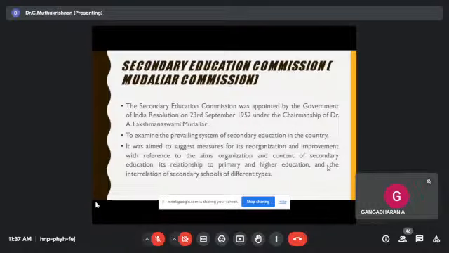And just after the Radhakrishnan Education Commission 1948 to 49, we have to focus on the Secondary Education Commission, otherwise called the Dr. A. Lakshmana Swami Mudaliar Commission. We have to think about what secondary education is. It has another name also, Dr. A.L. Mudaliar's Education Commission. The Secondary Education Commission was appointed by the Government of India, resolution on 23rd September.